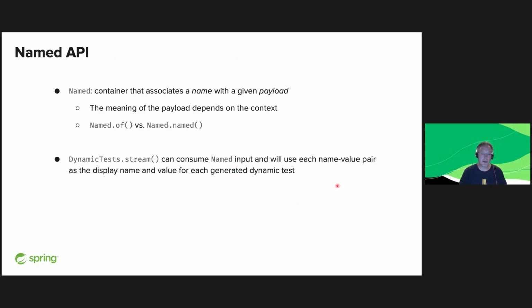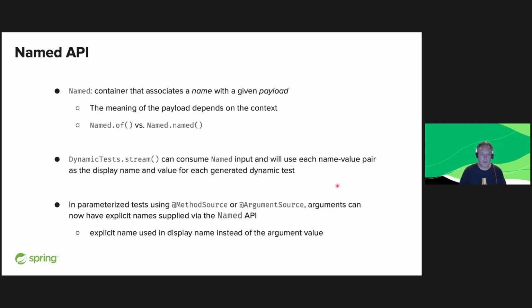If you're using DynamicTest.stream, that can now consume Named input, and it will use each name-value pair as the display name and the value for each generated dynamic test. The next use case is in parameterized tests. So if you're using one of the sources like MethodSource or ArgumentsSource, the arguments generated by that can also be Named, and they can supply an explicit name for that argument. So the name will be used as the display name instead of the argument value.